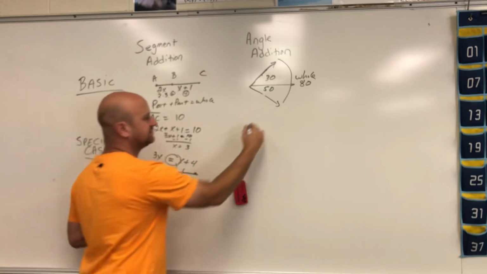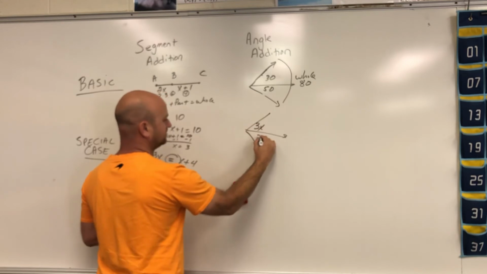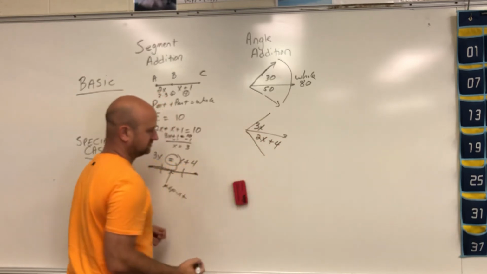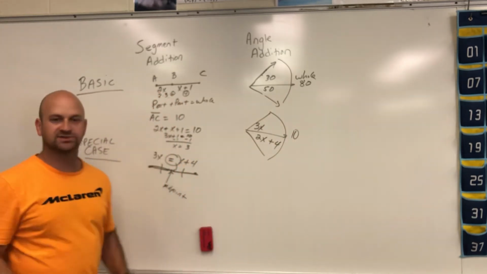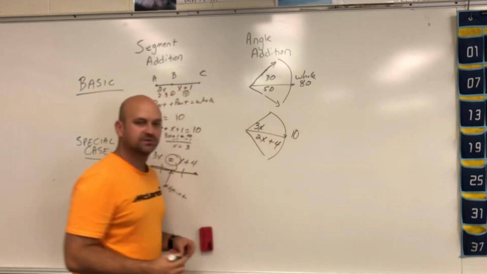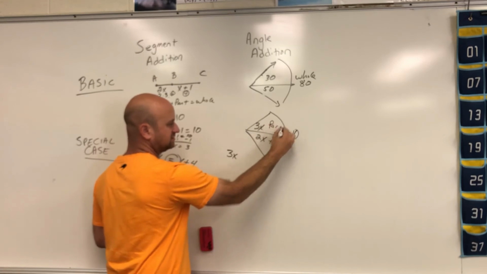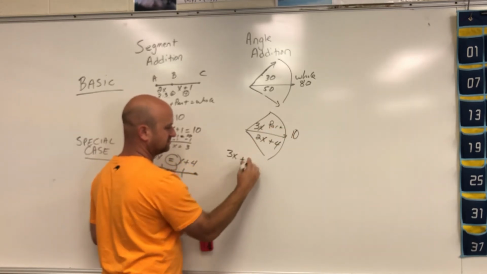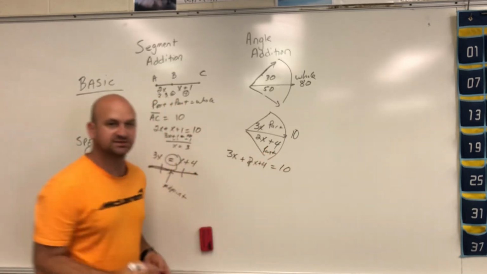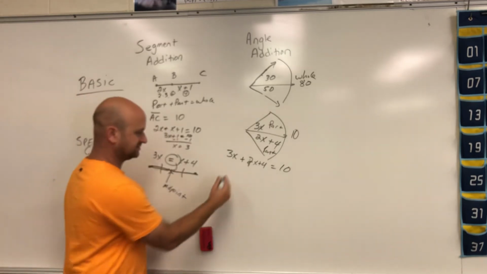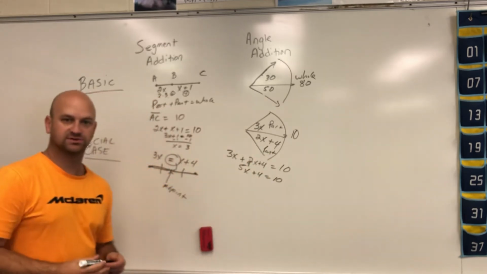Then when it comes to the expressions, we're going to do the same thing. Say this is 3x, and this is 2x plus 4, and all of that is equal to 10. So say the angle is 10 degrees. We know that 3x, this part, plus the other part, is equal to the whole thing, to 10. And then we go through our equation steps of combining like terms, subtracting, solving, and so on.